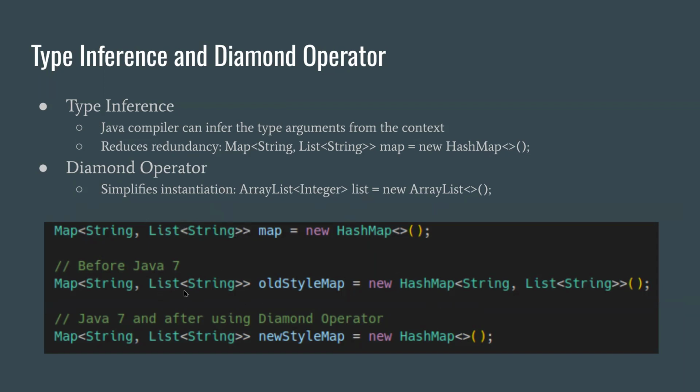So here's an example, the old style map. You will need to construct a new HashMap by passing String and List of String as key and value, but in Java 7 and after, you can just use the diamond operator.